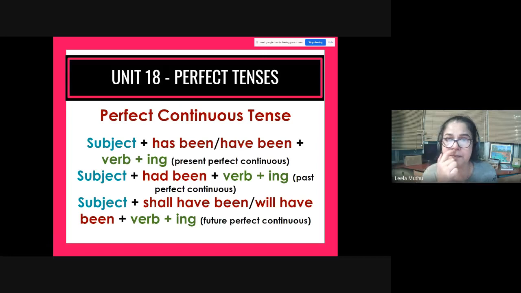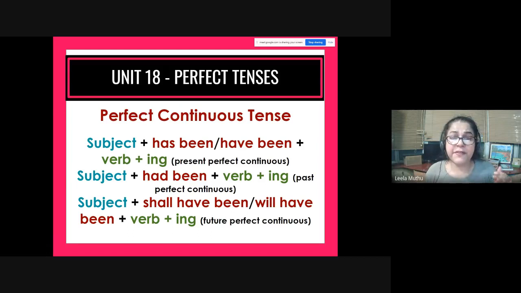So for example, let's say run. So subject, let's say I. I have been running. You have been running. She has been running. He has been running. It has been running. We have been running. You all have been running. They have been running. So get used to have been plus the ing form of the verb. That is the present perfect continuous.